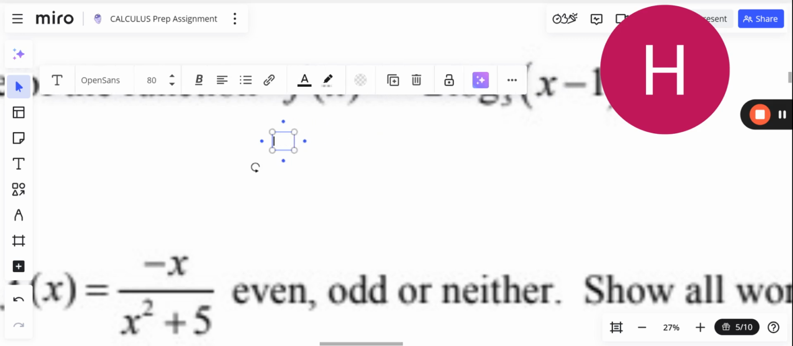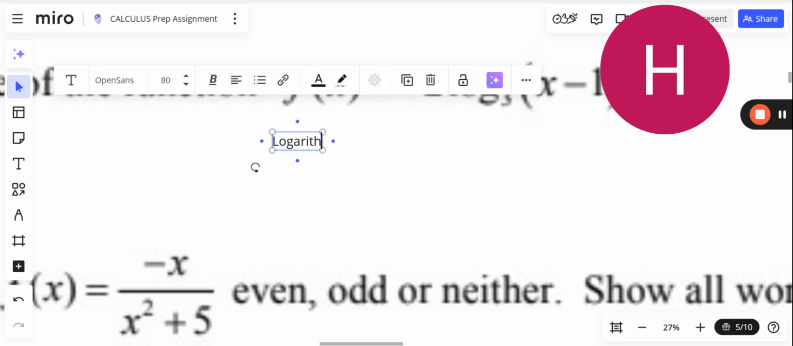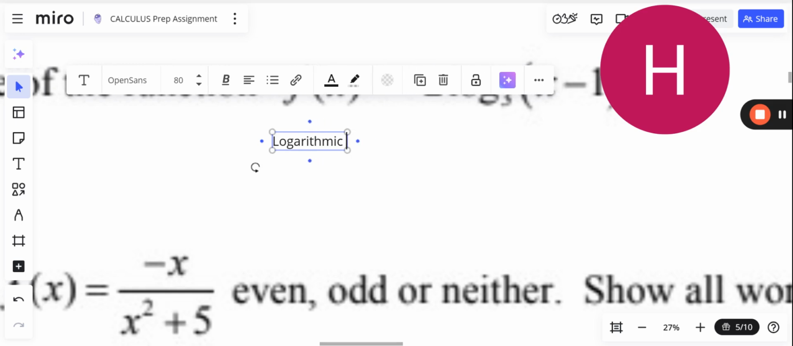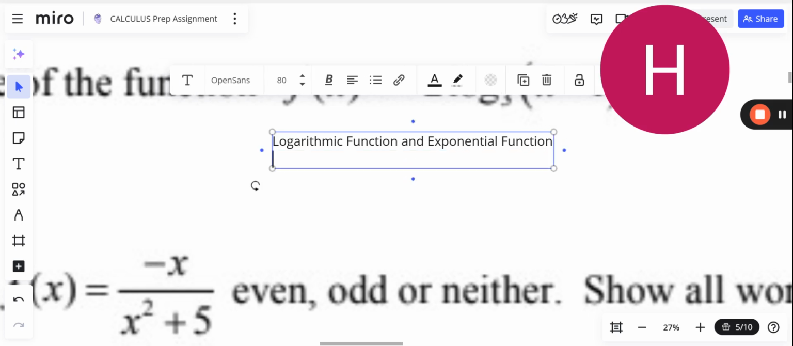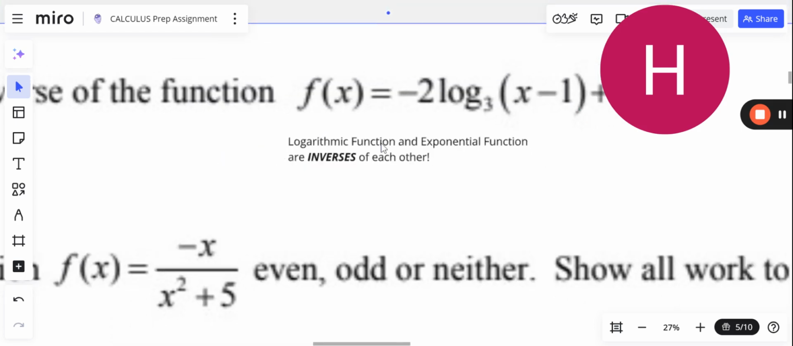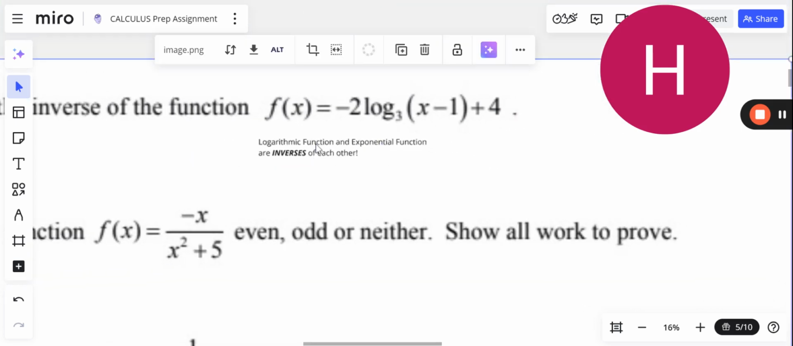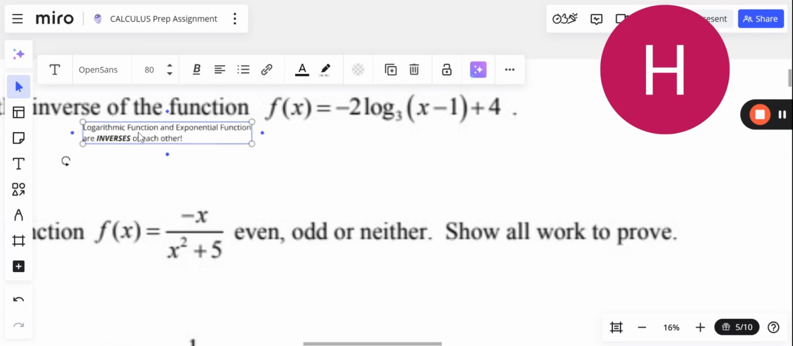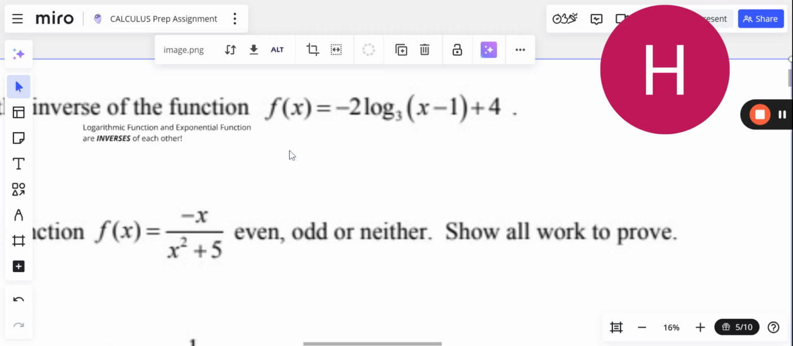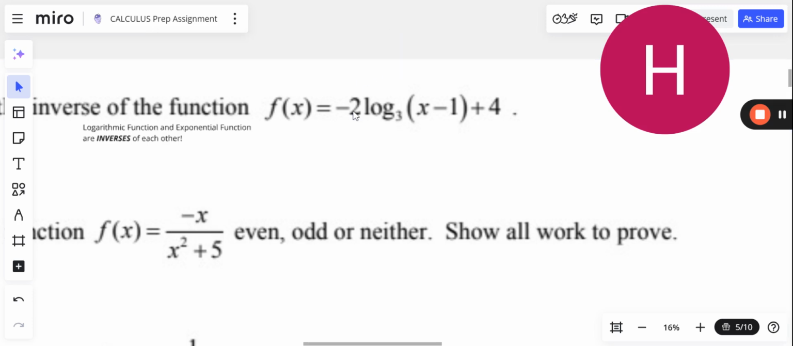Maybe I should put it as this. A logarithmic function and exponential function are inverses of each other. So if we're finding the inverse of this logarithmic function, then we're going to at some point have an exponential function. Okay, so let's see what exactly that's going to look like.